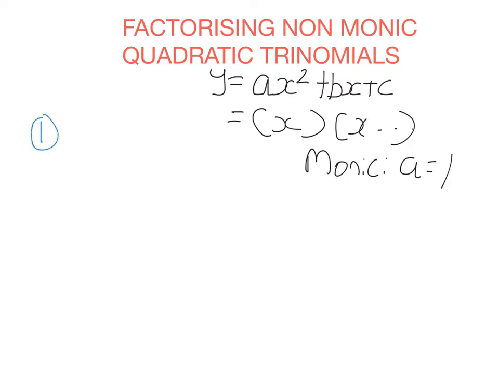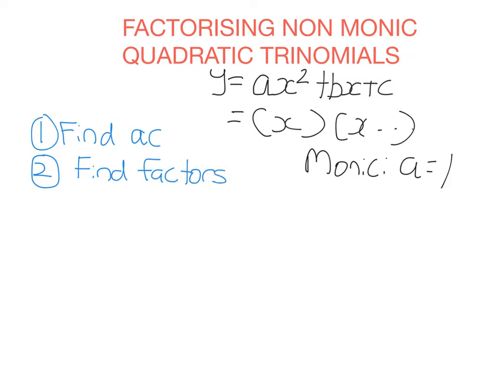So the first step is you have to calculate a times c. Remember, a is just the number in front of x squared, and c is the number by itself. Second thing you have to do is to find factors of AC. Of course, AC is just a number in this case, so to find factors is just the usual way. What we have to do though is not just find any factors, we have to find factors that add up to b. And remember, b is the number in front of x.